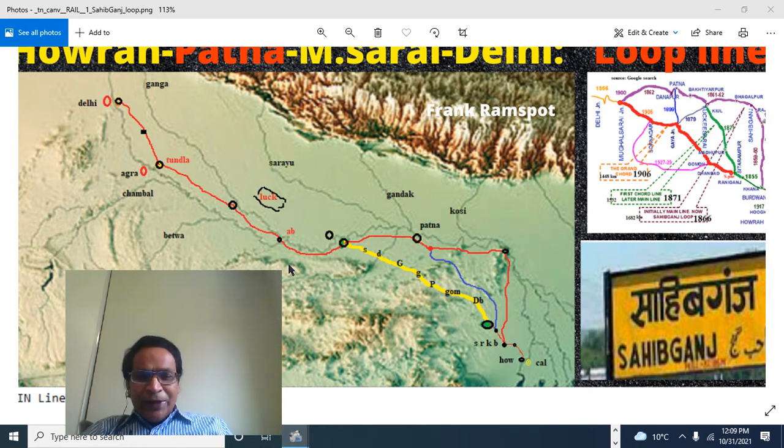I am using the terms Sahibganj Loop line, Kiul line, and this is the Gaya line, so that you will not have confusion in the beginning. Later, once you understand the terms, you know what they are. This becomes the chord line, much shorter.